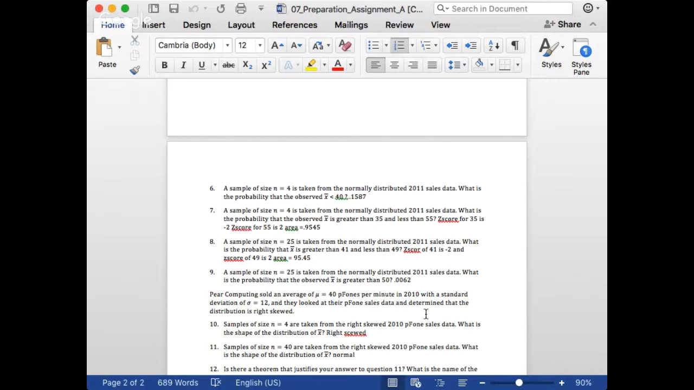So I put right skewed because we all understand why it's right skewed. It's right skewed in the parent distribution, so it has to be a small sample. If it's a small enough sample size, it can still be right skewed. Which is why when you go to 11, sample size of n equals 40, we can consider that large because over 30 in this class, and so it has to be normal.